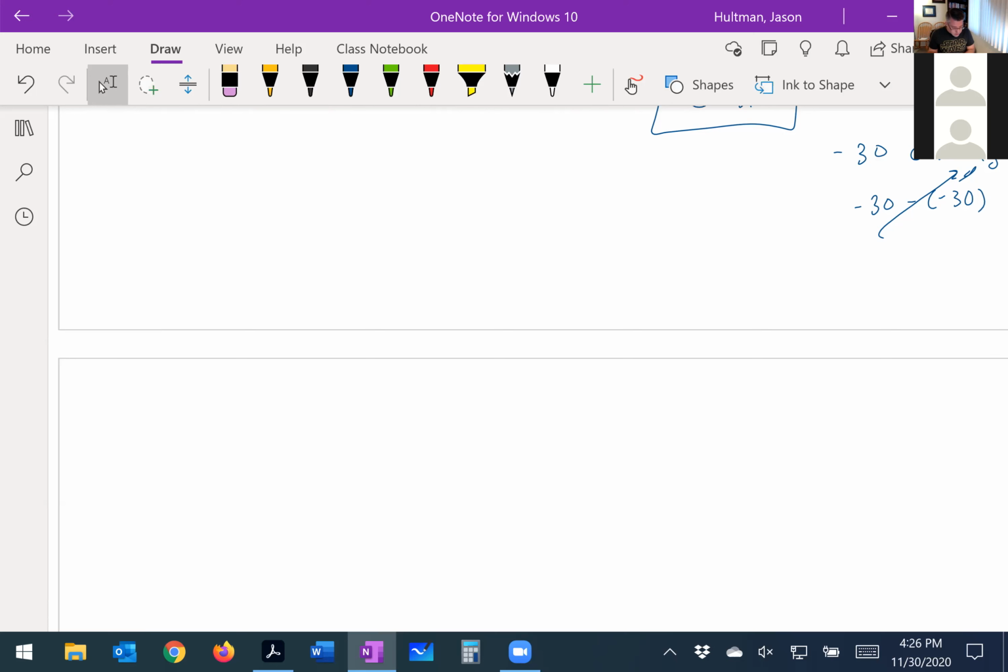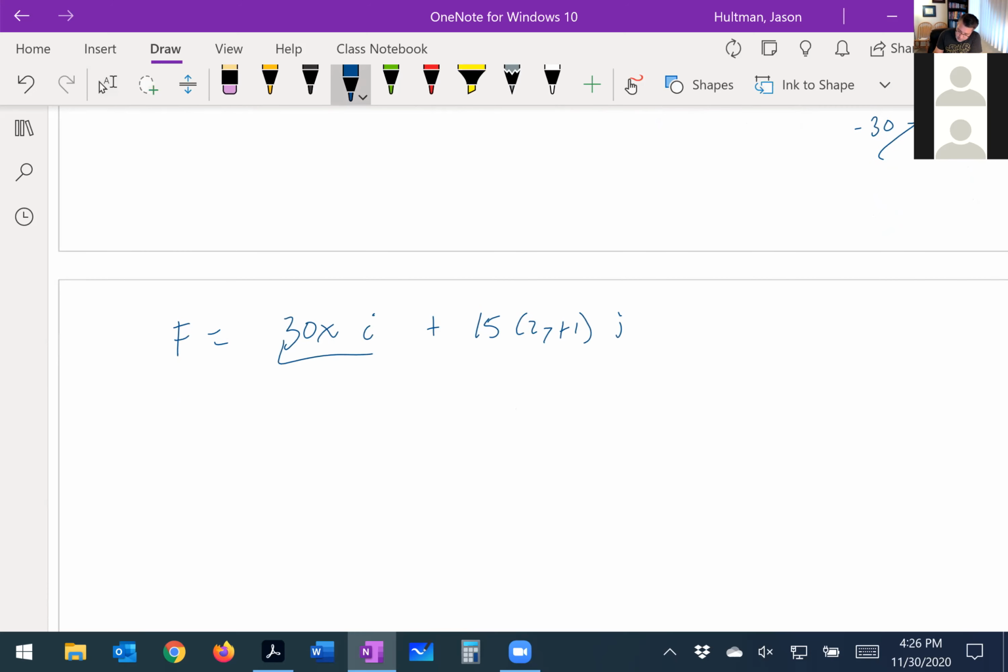Is this function conservative? Is F equal to 30x i plus 15 times 2y plus 1 j? Is that conservative? Well, let's call this P. Let's call this Q. What happens when I do dP/dy? What does that equal?